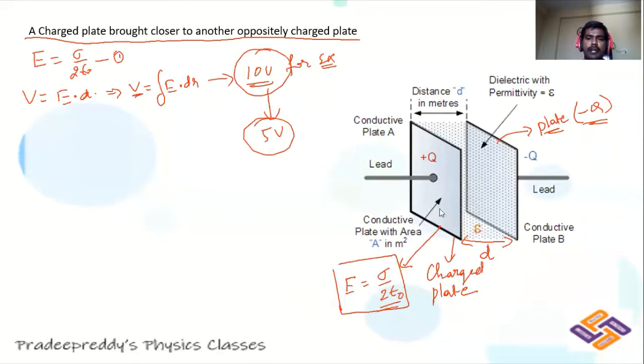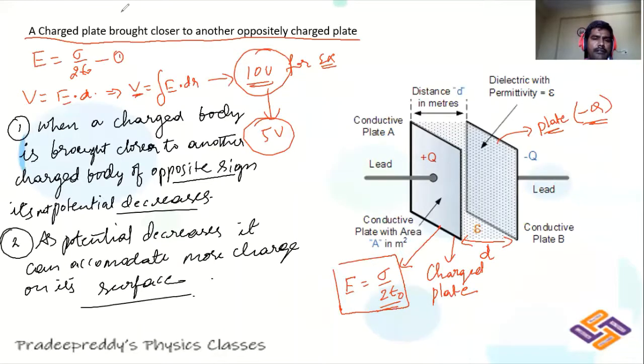So that is the important conclusion which you are drawing from this activity, right? In this particular activity, point number 1: when a charged body is brought closer to another body which is of opposite sign, its potential decreases. Point number 2: as the net potential of this total system is less, it can accommodate more amount of charge on the surface. So the less potential it has, the more amount of charge it can accommodate on that particular system.